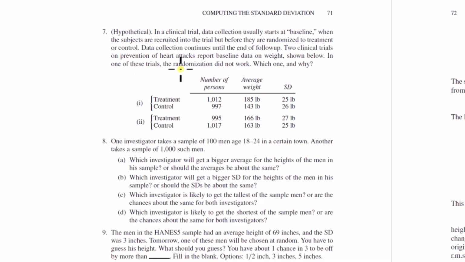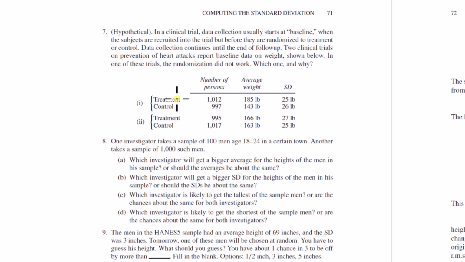2 clinical trials on prevention of heart attacks report baseline data on weight shown below. In one of these trials, the randomization did not work. Which one and why? Okay, so I guess, yeah, you could tie weight to heart attacks potentially. So the treatment would maybe take some sort of heart medication, control didn't.